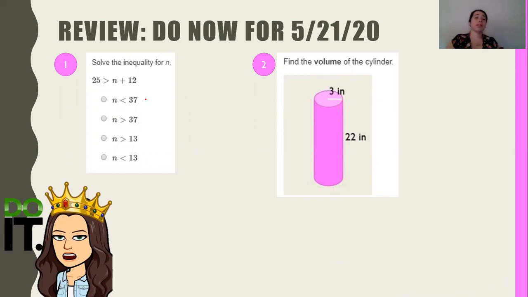Today's do now was solve the inequality for n. Try to have the do nows done before class, so that this is just review and you got a chance to try it by yourself. So our question is this: 25 is greater than n plus 12. What do I do to get n by itself?